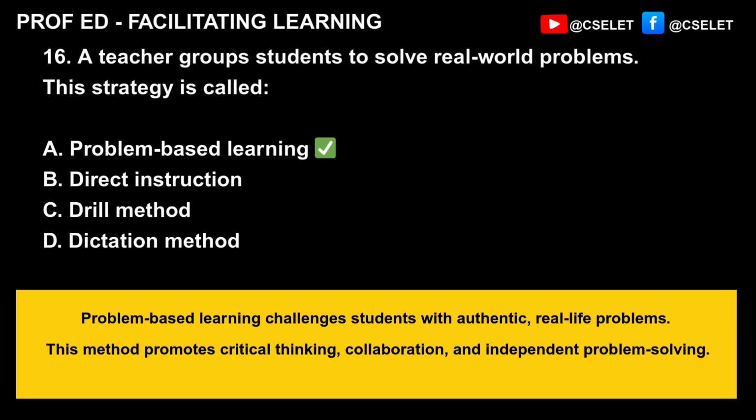The correct answer is letter A. Problem-based learning challenges students with authentic real-life problems, and this method promotes critical thinking, collaboration, and independent problem-solving.